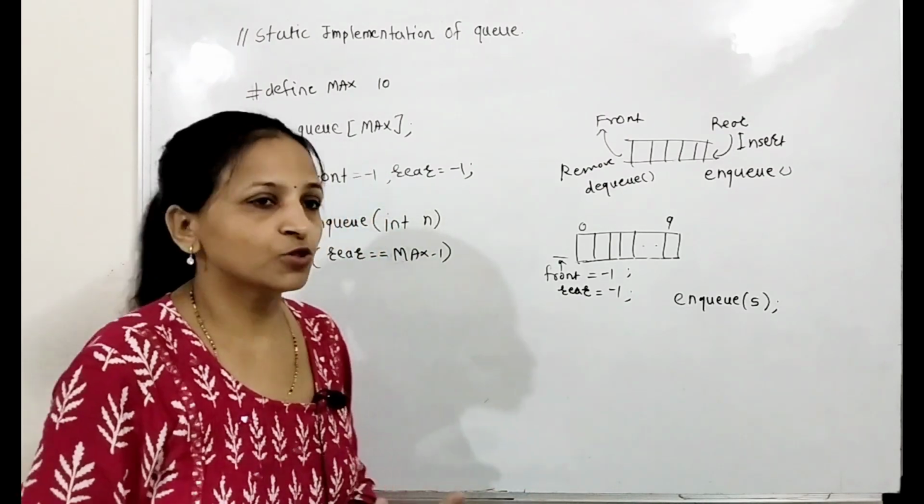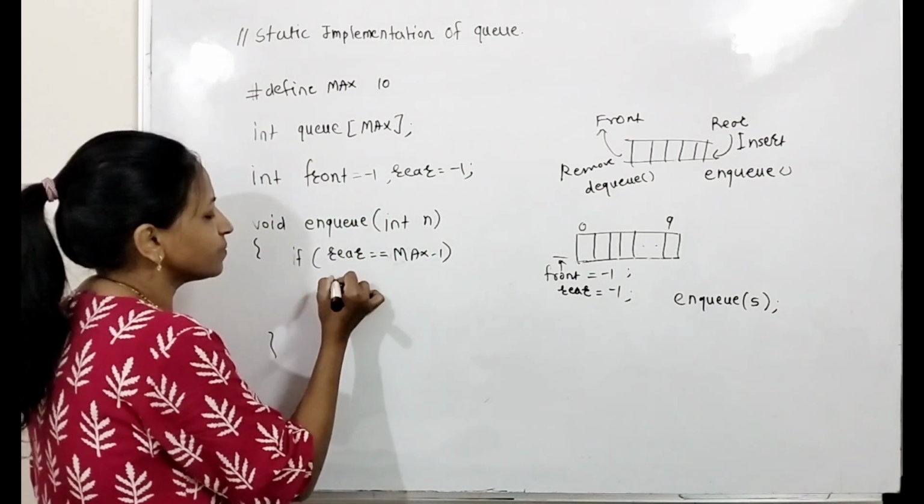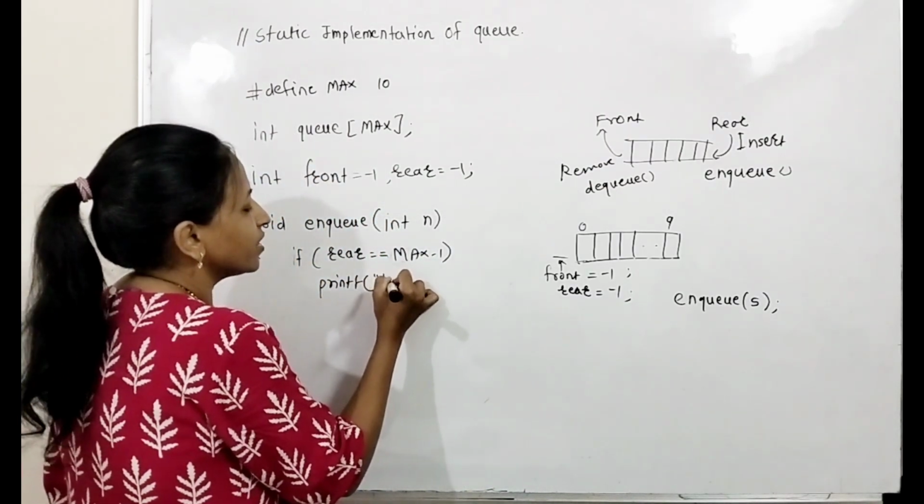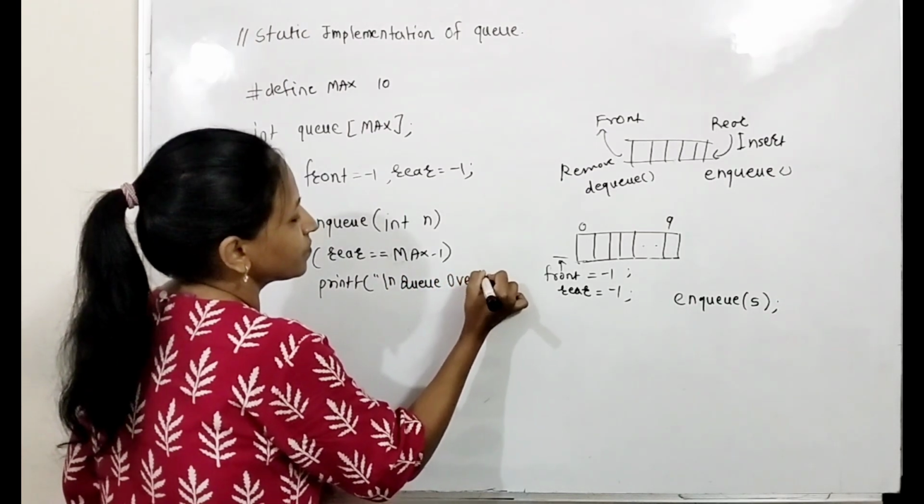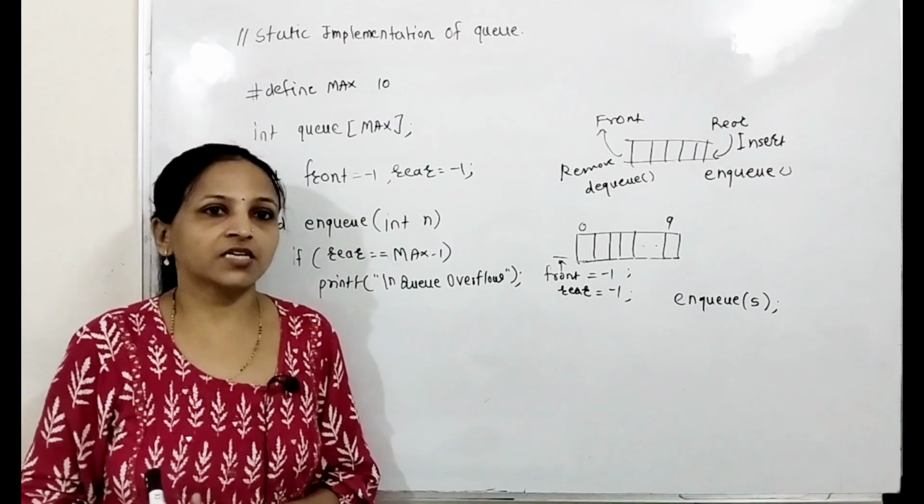That we have to check first. That's why here we will write like this, printf Q full or Q overflow. Now the next condition.